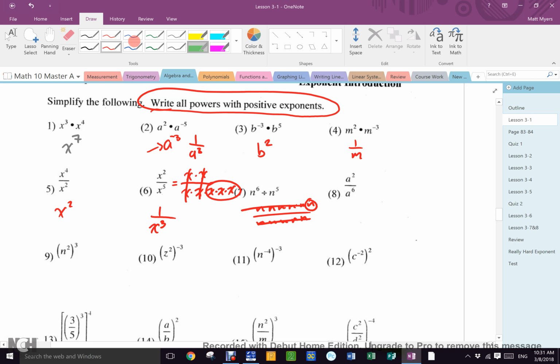And 8. Who's doing 8 for me? Who's feeling strong? Elijah, you're on fire, brother. 1 over a to the 4th. Whoo! Look at you. 9. Who's doing 9? Zookman. N to the 6th. Absolutely correct. Who's doing 10? Who's feeling strong? Somebody's feeling strong. Who dat? Kevin? What is it? 1 over z to the 6th. Absolutely correct. You're on fire too.